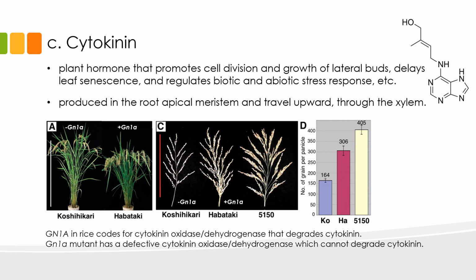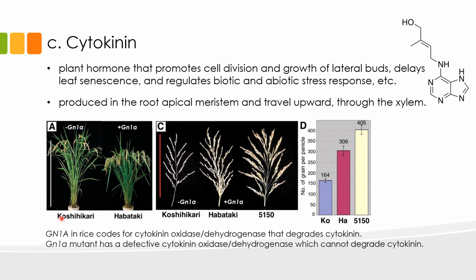Cytokinins are produced in the root apical meristem and travel upward, hitching a ride with water and traveling up the stem through the xylem. The movement of cytokinins is passive, meaning it does not require any energy. Cytokinins are like the fountain of youth in plants. They delay senescence, or the natural aging process that leads to death in plants, and cytokinins do this by encouraging cells to divide. In rice, the accumulation of cytokinin results in increased grain number.